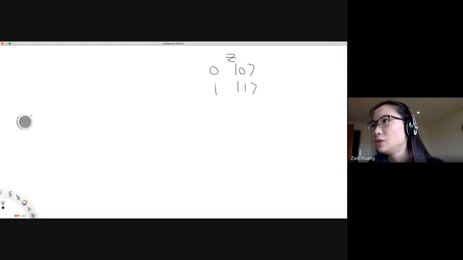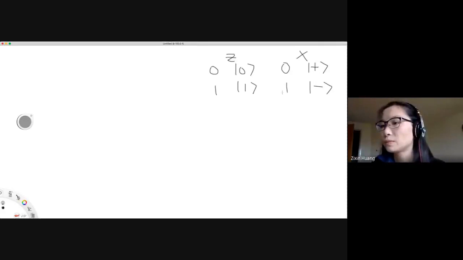So these are just my encodings for now. If I have the basis X, if I want to send 0, I encode this in the plus. And if I have the 1, then I encode this in the minus. Okay, so the protocol goes like this.